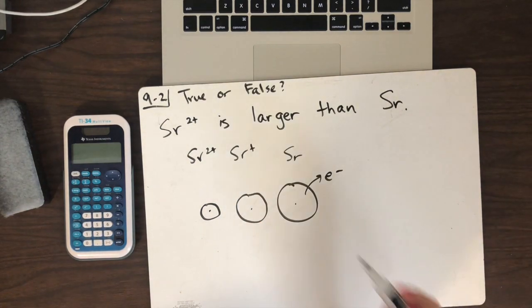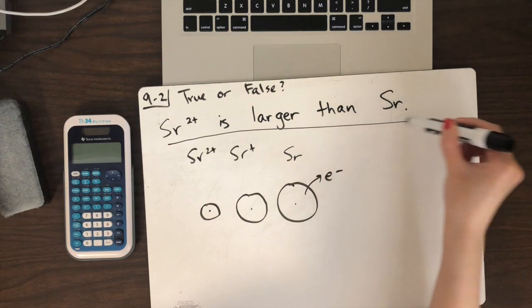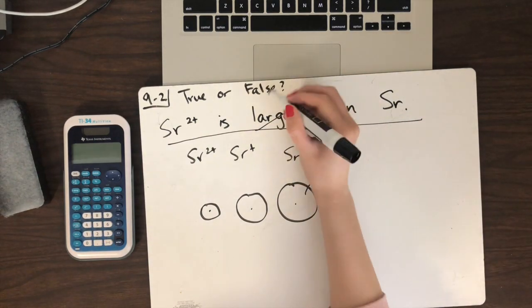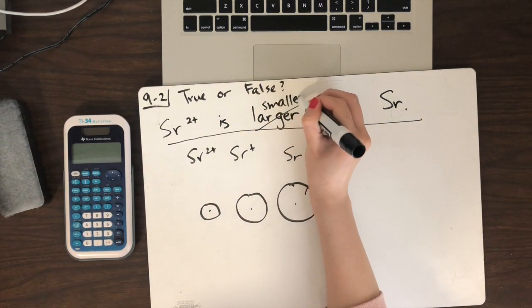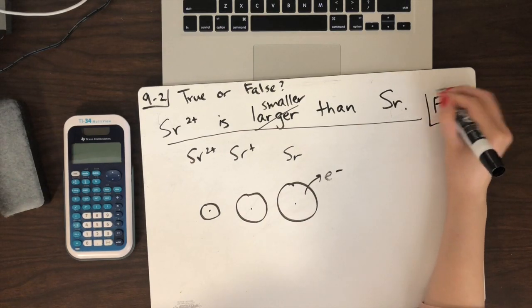So looking at the sizes, Sr2+ is not larger, it's smaller than Sr. So this would be a false statement.